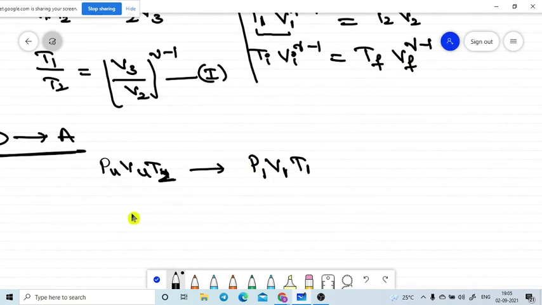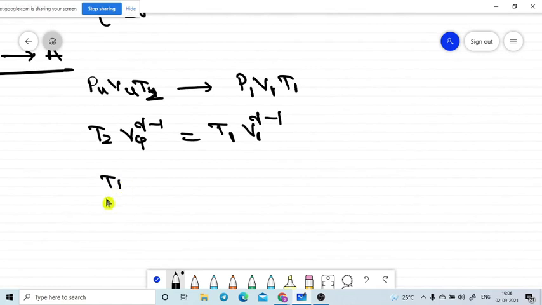So T2, V4 to the power gamma minus 1 is equal to T1, V1 to the power gamma minus 1. This is the formula. Again I am taking only T1 by T2, so I am sending T2 to this side. That is equal to V4 by V1 whole to the power of gamma minus 1. Take it as Roman number 2.